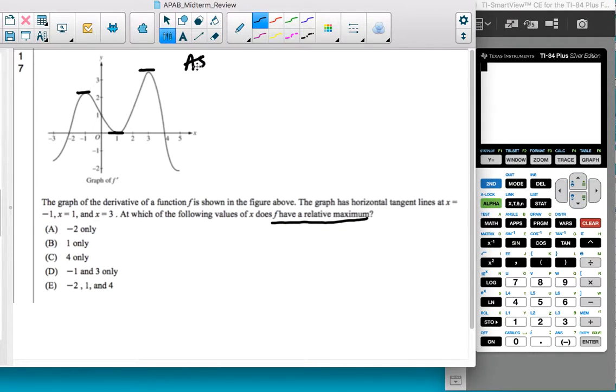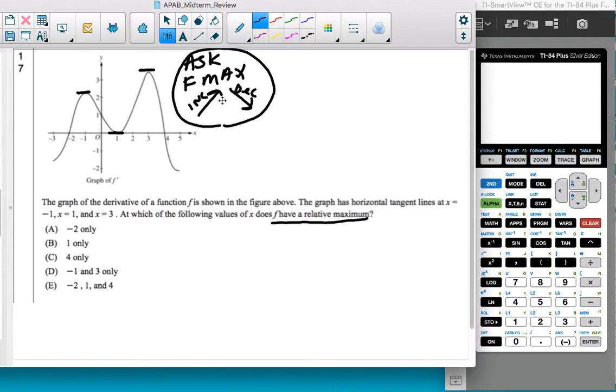So the ask is when f has a max, right? Which visually looks like this, right? f goes from increasing to decreasing. So that's what we're being asked, right?